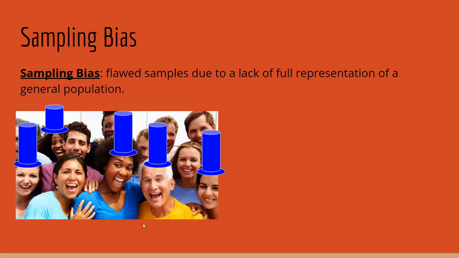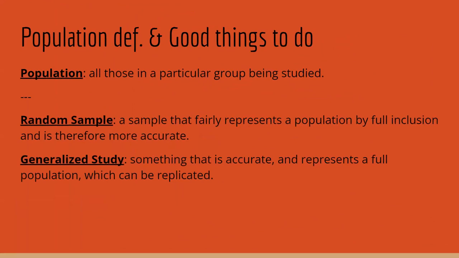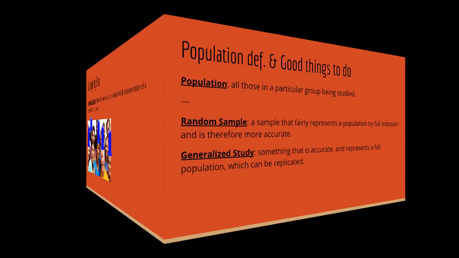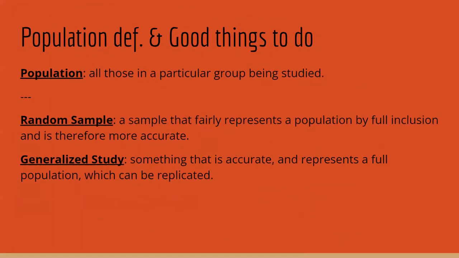So they need to instead pick the people as randomly as they can. That's what they need to do. So a population is just all those in a particular grouping study. We're not talking about like a population of America or something. A random sample, that's what I was saying. That's what you need to do. That is something that fairly represents the population by full inclusion and is more accurate.